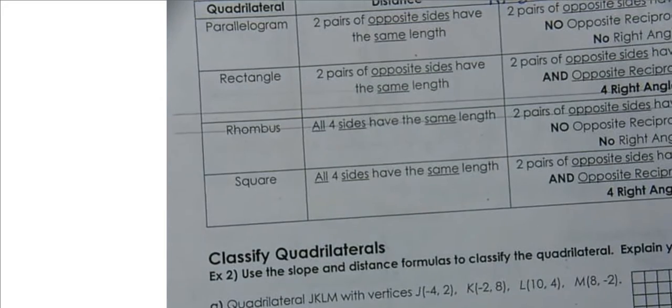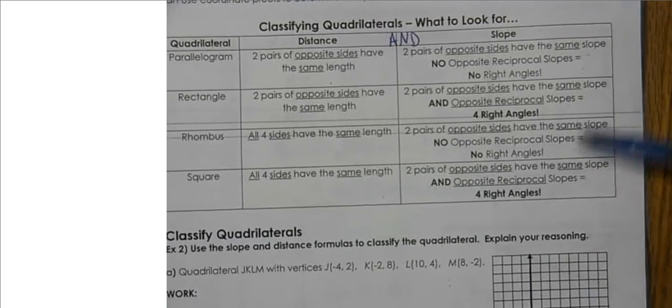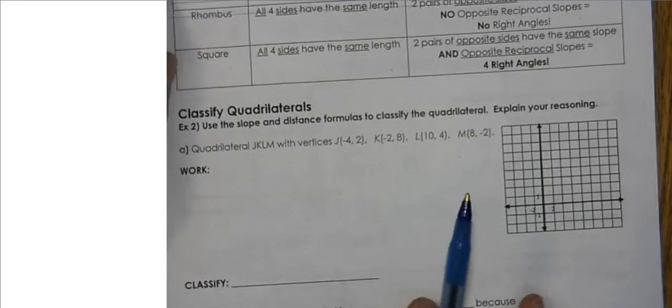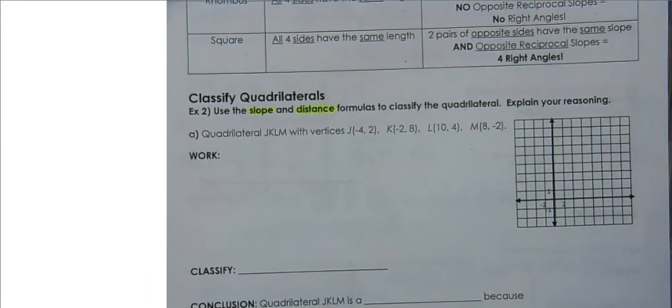So the nice thing about doing the distance formula first is that it helps you to break it down into two different categories. You're either working with parallelograms and rectangles, or you're working with rhombuses or squares, with the slope formula being your tiebreaker. So let's go ahead and get started with our first example. In our first example, we are always going to be working with just two formulas, the slope formula and the distance formula. Just two formulas.